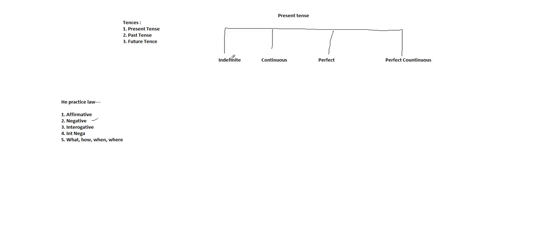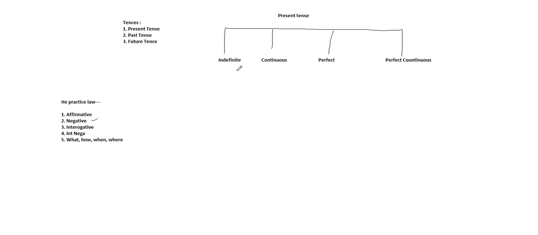In interrogative sentence, we'll use in indefinite, does he practice law? In continuous, is he practicing law? In perfect, has he practiced law? And in perfect continuous, has he been practicing law for 2 years?